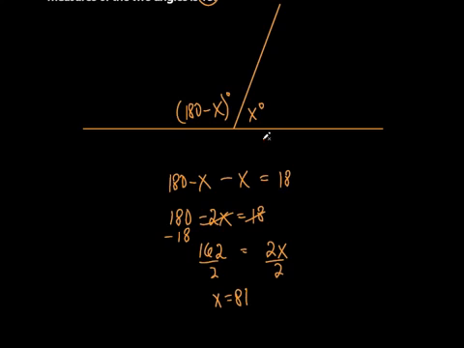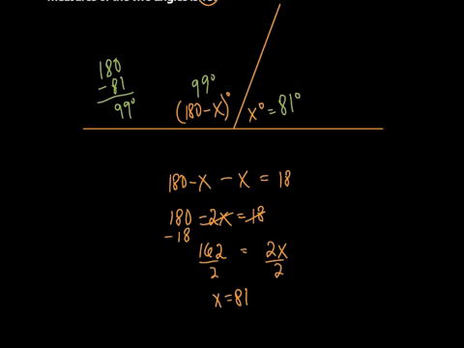Is that one of my angles? Absolutely. This angle right here, I said, was x, didn't I? So this angle is 81 degrees. Now, how do I find this angle right there? Well, I take 180 and I subtract 81. And if you do the subtraction, that's 99 degrees. So this is 99 degrees.